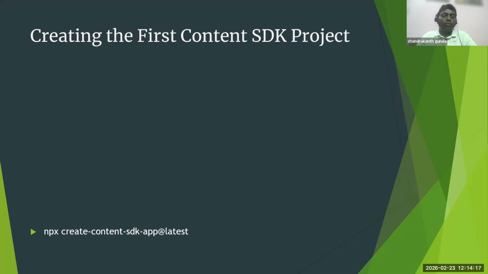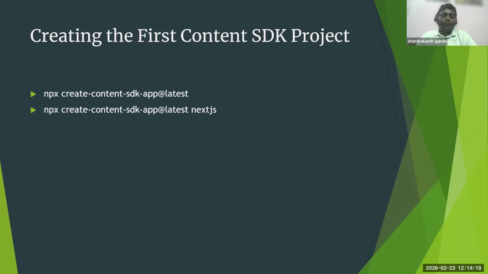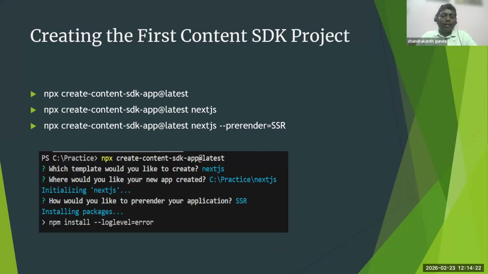To create a Content SDK project, there are multiple ways. Simply, I can run the command npx create-content-sdk-app@latest. The current latest version of Content SDK is 1.4.1. If I'm not comfortable with 1.4.1, I can give a previous version as well. And while we try to create it, it will ask which template we would like to use, like Next.js or the other frameworks.